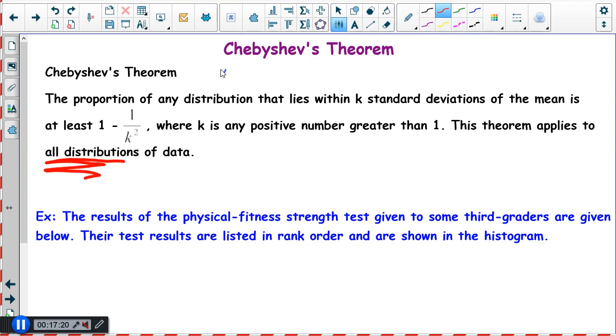You can use it with bimodal. You can use it with skewed. Okay? Chebyshev's a genius. Yes, I agree. So, why does k have to be greater than 1, though? Look, it's 1 minus 1 over k squared. If k is 1, then that would be 1 squared, right? But that's equal to 1 minus 1, which is 0. Does it make any sense to say 0% of the data is within 1 standard deviation? That makes no sense, right?